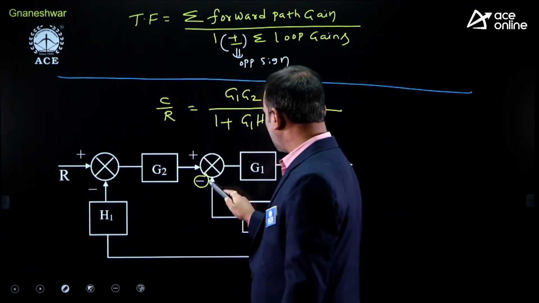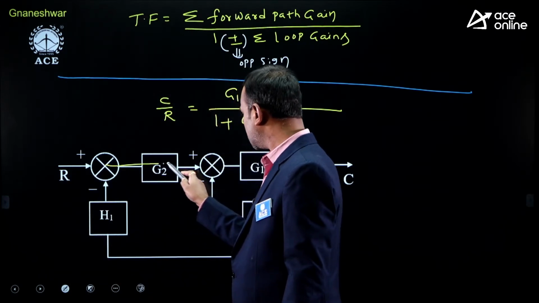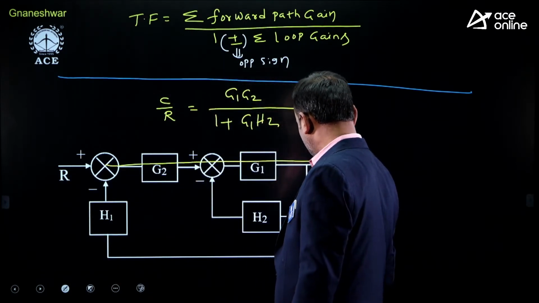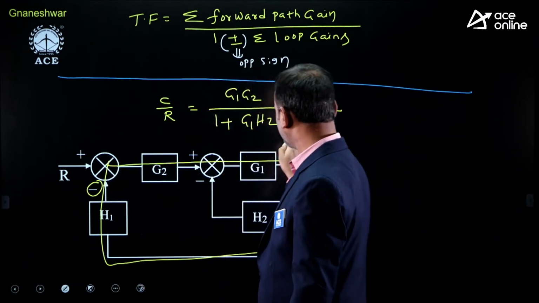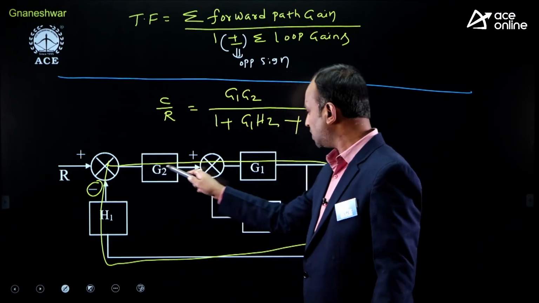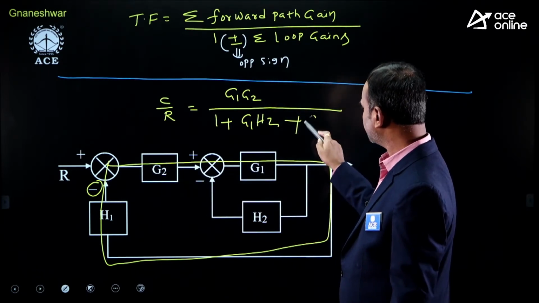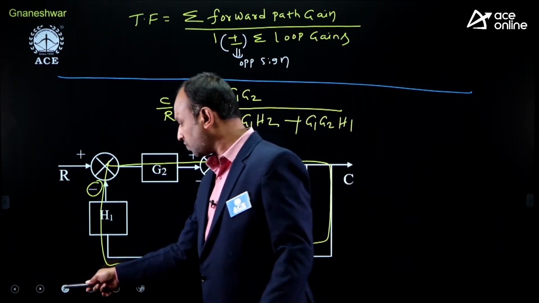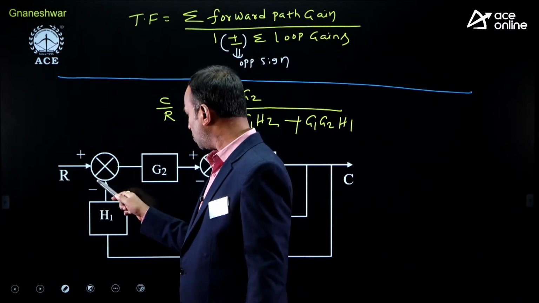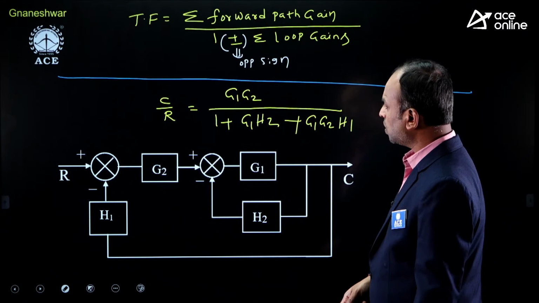Now next we move to one more loop here. This is also a loop, starting from here and ending here. Now tell me, the minus sign is there, so take the opposite sign, plus G1, G2, H1. This is the transfer function of this question. Now no other loops are here.